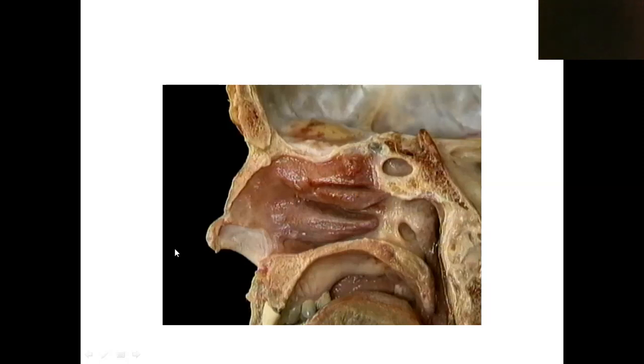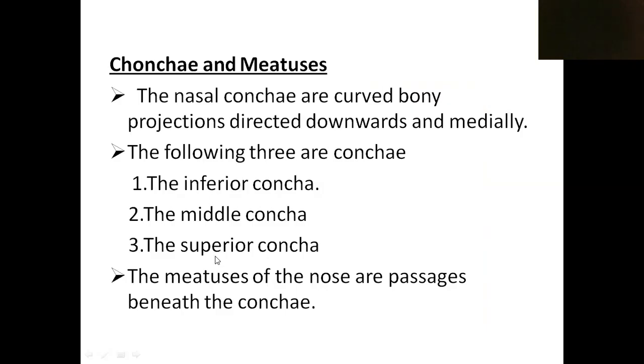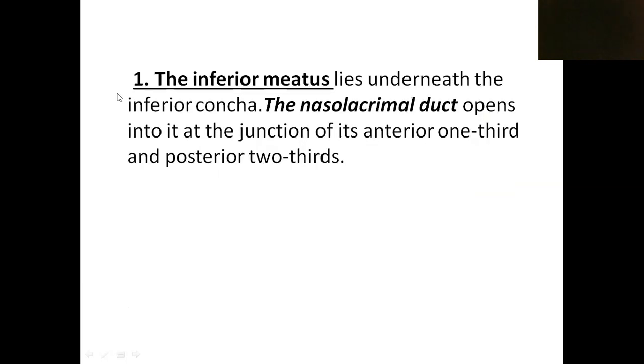So see the difference between conchae and meatus. Conchae are the bony projections, while meatus are the passages, the air passages. Okay, those points are clear. Now we have to see the meatus in detail.